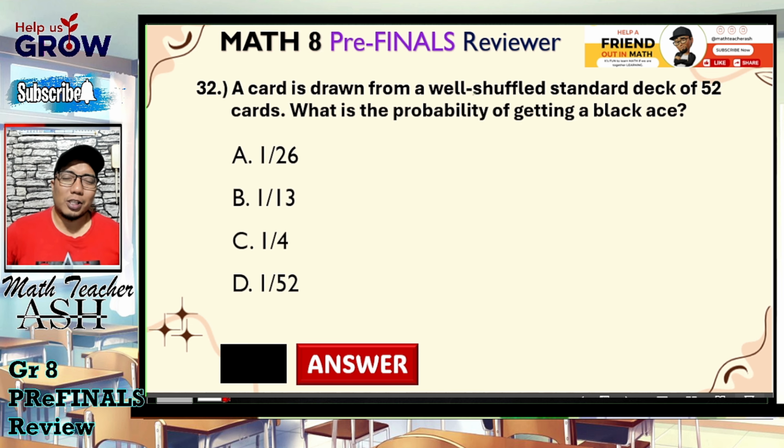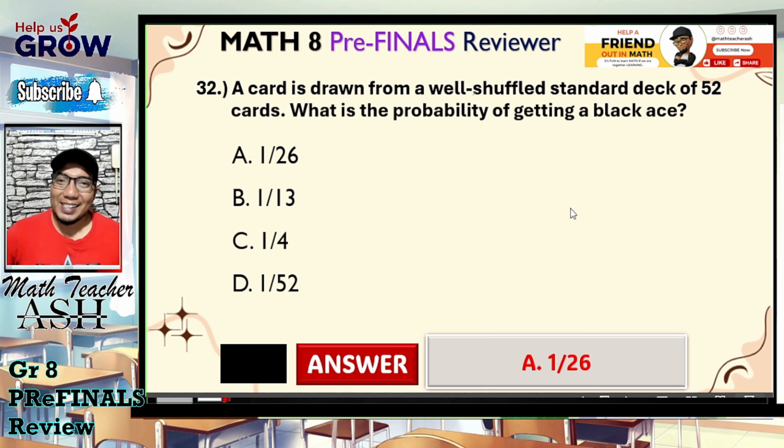Alright, my dear math learners, in order for you to answer this question, we need to consider first, how many black aces are there in a standard deck of cards? Very good. There are 2, the clubs and the spade. So that is 2 out of 52. You get the lowest term of this one, and then the answer would be, very good, 1 out of 26 or 1 over 26. Letter A. Let's check whether we are correct. Easy, right? Now let us go to question number 33.